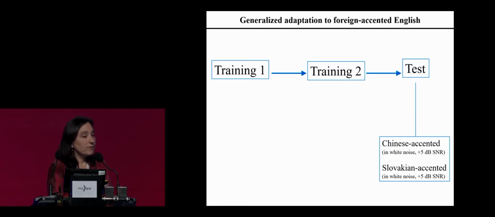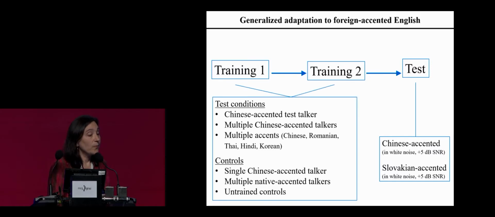So we're going to look at results from a training study that involved two training sessions followed by a test session. Same task as in the study that I just showed you. In both training and in test, you just listen to sentences and write down what you hear. Now in the test, we present the listeners with first a set of sentences as produced by a Chinese-accented talker, and then we present another set of sentences as produced by a Slovakian-accented talker.